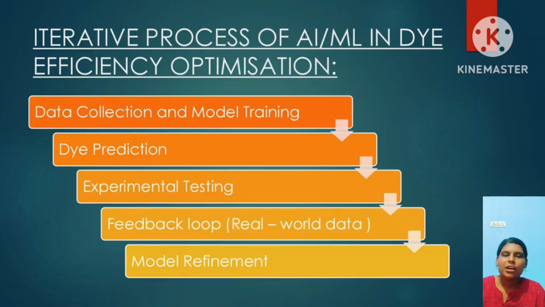Of course, there will be flaws in the results at the very first stage of the AI prediction. We have to feed the AI back with the real world data, which will ensure that the AI refines itself. This is the model refinement. This is a continuous process of trial and error for the AI to get the most efficient dye. This is an iterative process, and it has to be repeated again and again to ensure the efficiency of the AI to predict the most efficient dye.